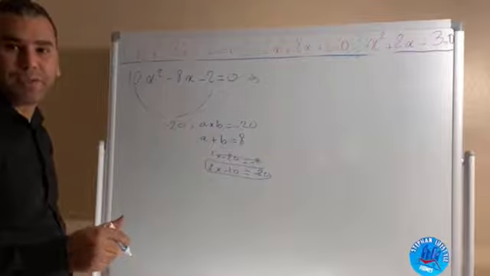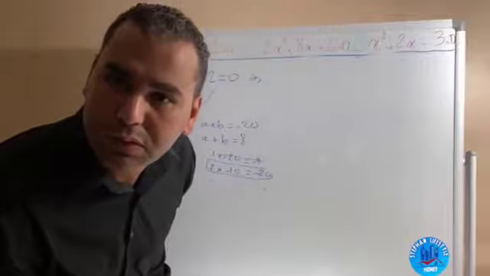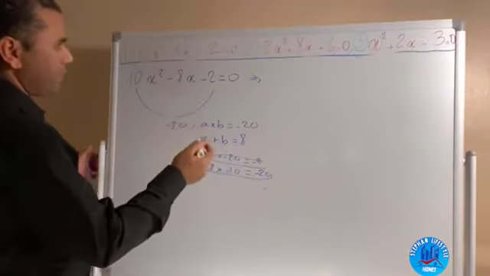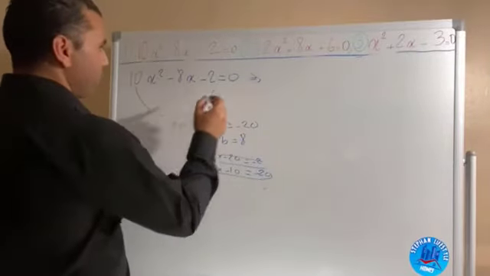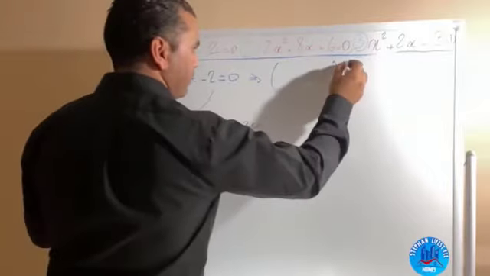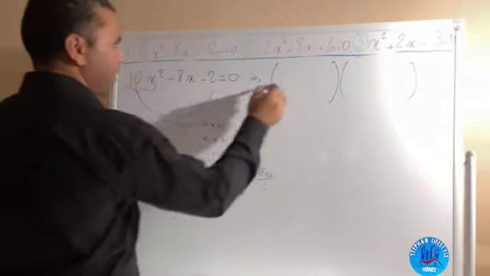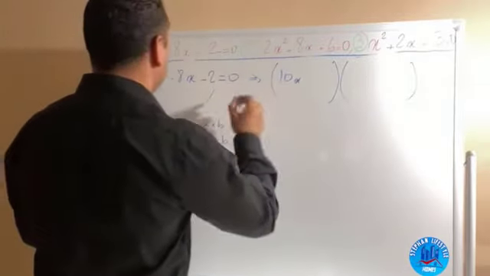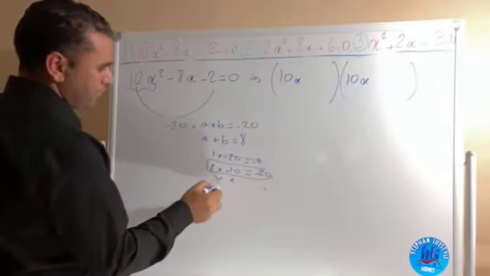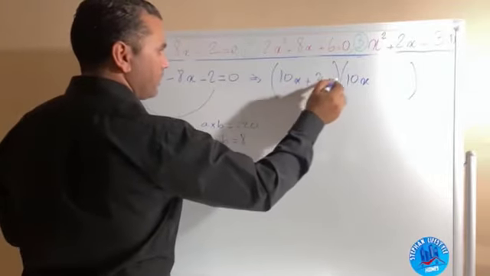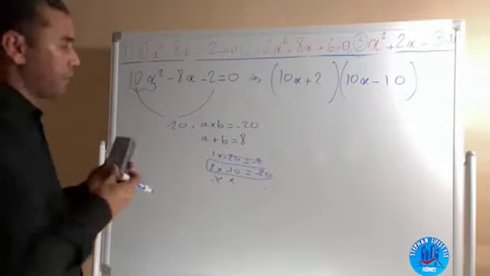So that's our number. What are we going to do here? We make parentheses, closed. We take this number here and put it on each side without the square. So we have 10x and here 10x. Then we add those two numbers, one on each side. So we have plus 2 and minus 10. This is the best and easiest way to factor.